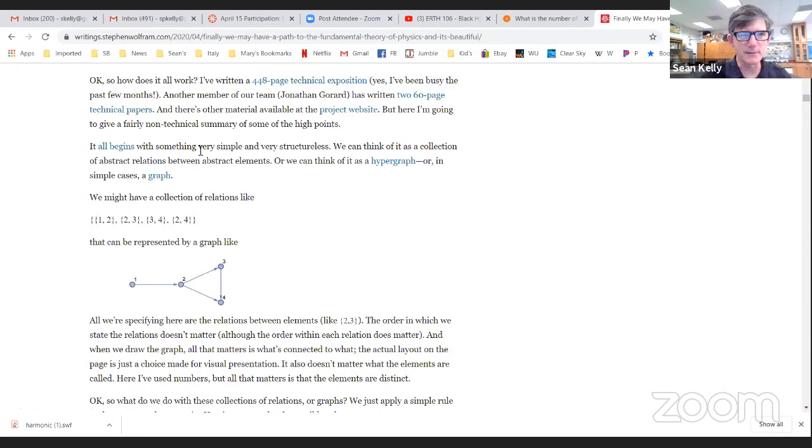It all begins with something very simple and very structureless. Okay, this is the key part. We can think of it as a collection of abstract relations between abstract elements, or we can think of it as a hypergraph, or in simple cases, a graph. We might have a collection of relations, like one is related to two, whatever it is, right? You see, these things are very general. 2 is related to 3, 3 is related to 4, and 2 is also related to 4, okay?